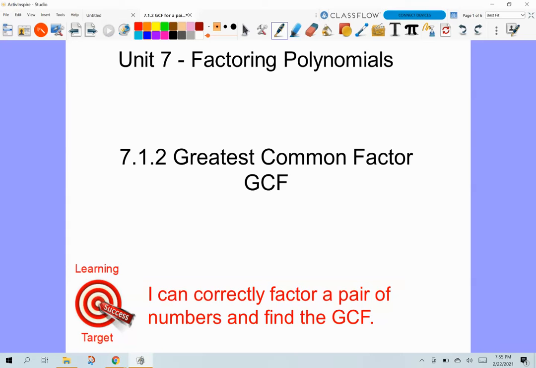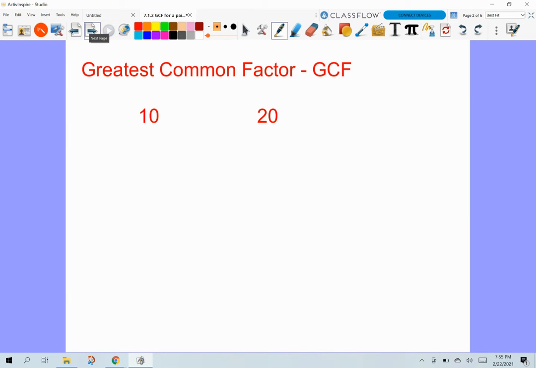So we're going to use our prime factorization that we did yesterday to find what's called the greatest common factor, or GCF. I'm going to show you an algebraic way to do this because sometimes your numbers aren't always small enough for you to just sit there and think about, okay, what number divides into whatever.